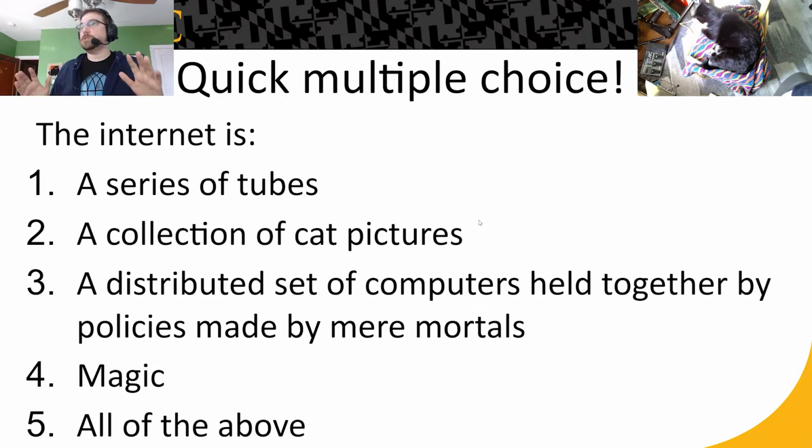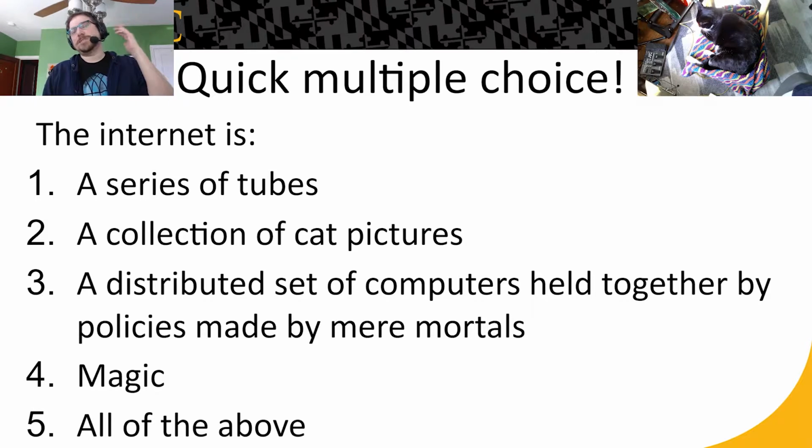Here's your first multiple choice. Don't worry, you're not being graded on this. Maybe you are. So is the internet a series of tubes, a collection of cat pictures, or a distributed set of computers held together by policies made by mere mortals, magic, or all of the above? Think about that for a second. It's all of the above. I guess it depends on your definition of magic or tubes, but it's basically all of the above.